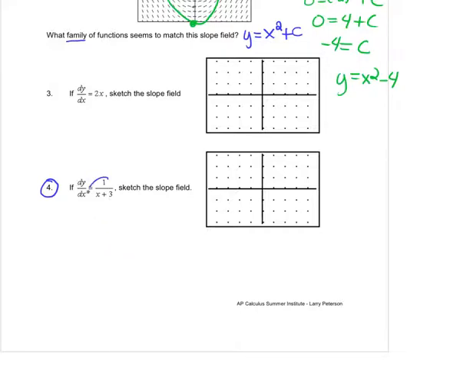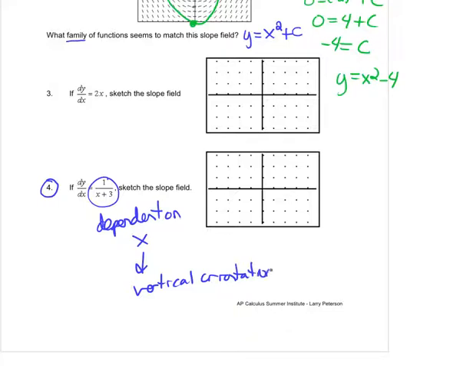This one looks like it's only dependent on x again. This guy is just dependent on x. So I think it's going to have a vertical orientation. And that is terrible handwriting. Sorry about that. Alright, so if I plug 0 in, I get 1/3, right? So 1/3 is pretty flat, so I'll go like that. So this still has an x of 0, so that's going to be the same slope right there.